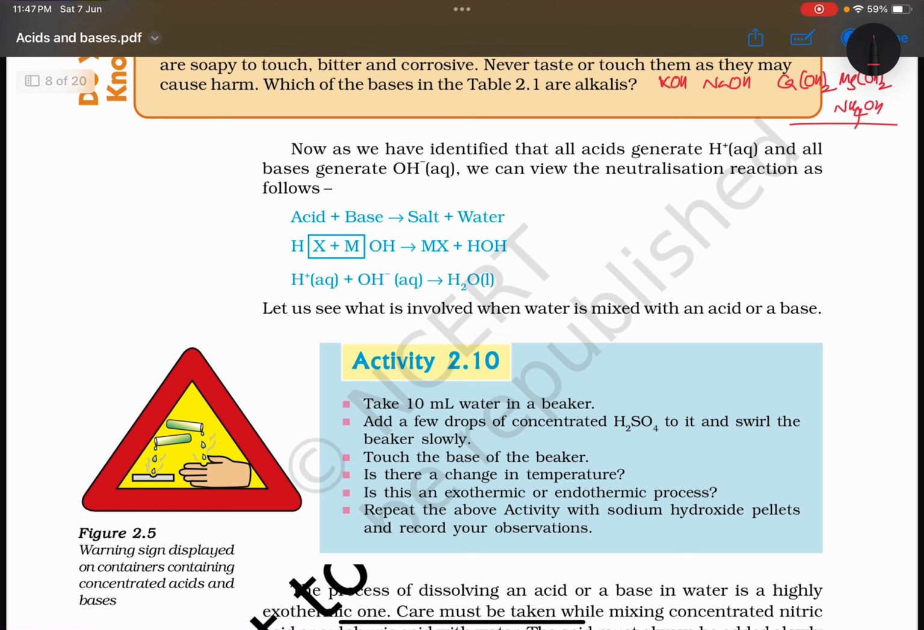Now, as we have identified that all acids generate H plus ions and all bases generate OH minus ions, we can view the neutralization reaction as follows. Actually, beta, this H plus and OH minus concept is a very old concept. Whatever substances release H plus ions are acids, no doubt. But even if they don't release, they can be called acids, like carbon dioxide. Just now we were discussing non-metal oxides, like metal oxides. Okay, now metal oxides, sodium oxide, magnesium oxide, calcium oxide, can be considered as bases. But here the definition is H plus ions. If they are released, that is acid. OH minus ions generated, that is base.